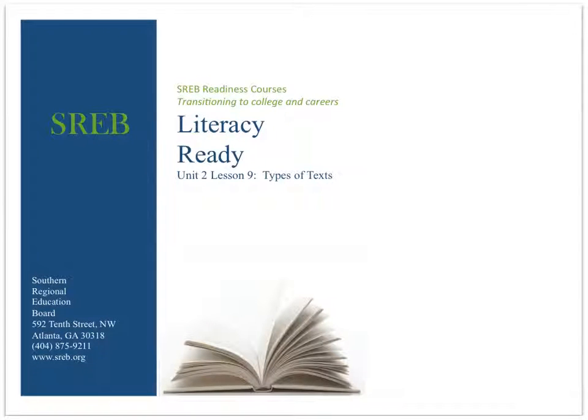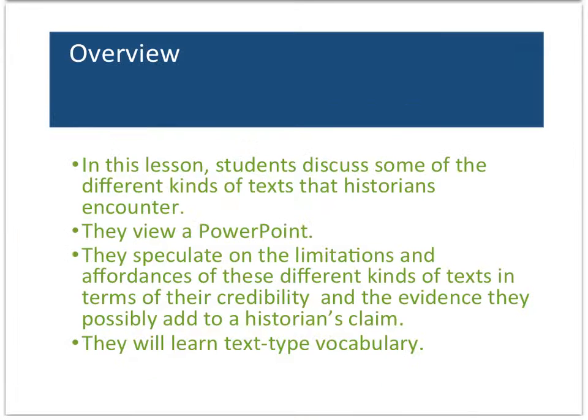This is History Literacy Ready, Unit 2, Lesson 9. This lesson is about different types of text. So in this lesson, students are going to discuss some of the different kinds of texts that historians encounter, the kinds of texts that they have already encountered in Unit 1 and in Unit 2.